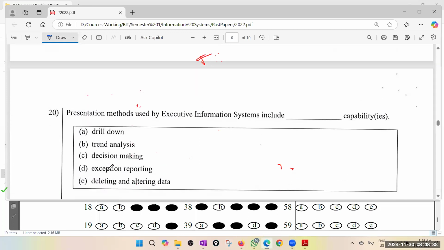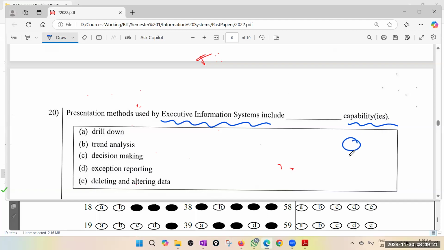Presentation methods used by an executive information system. Remember, executive information systems are used by top managers like the CEO or managing director, so they just need the summary details. The options are drill down, trend analysis, decision making, exception reporting, and deleting and altering data. This is an open, opinionated question, so it's very difficult to get marks for it. If you think like the examiner, you will get full marks, but it's almost impossible to get 100 out of 100. So I'll just think about it.